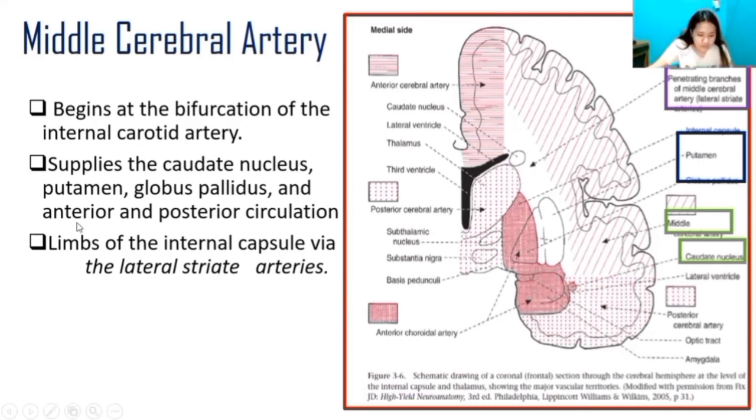So, the middle cerebral artery also supplies the Broca and the Wernicke speech areas. So from the previous lectures, we all know that Broca's area and Wernicke's area are for speech.